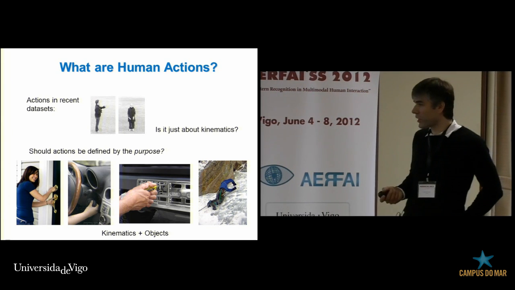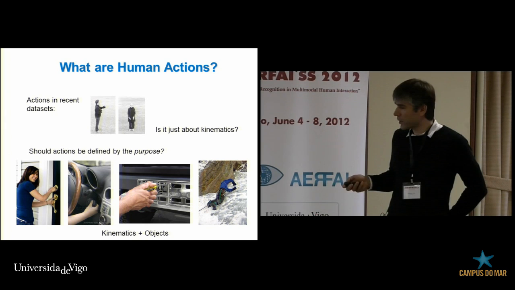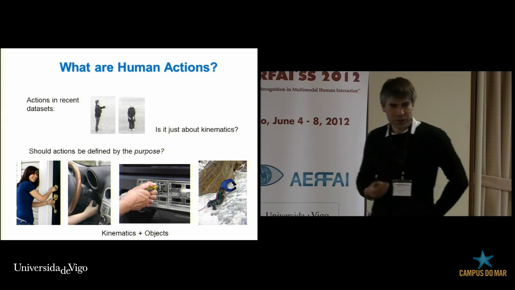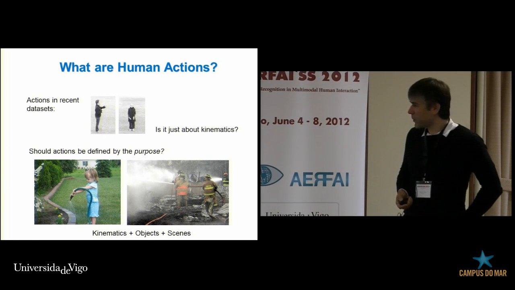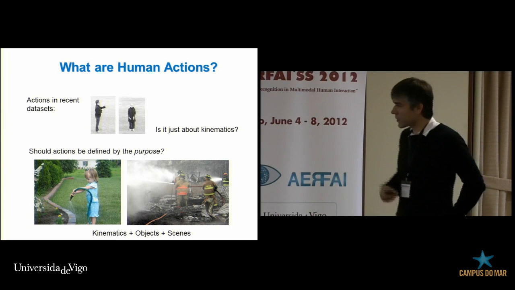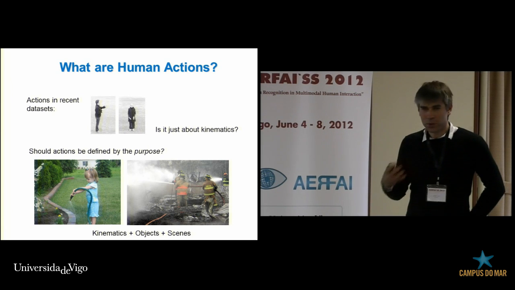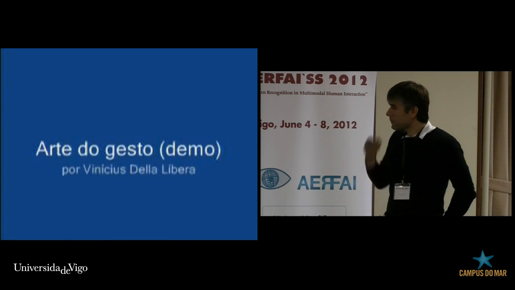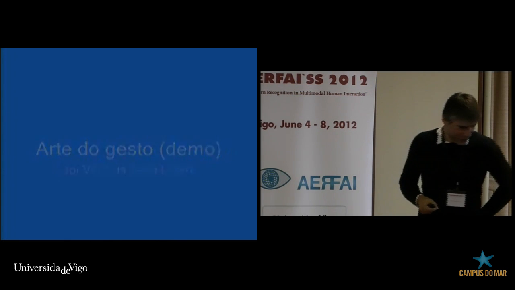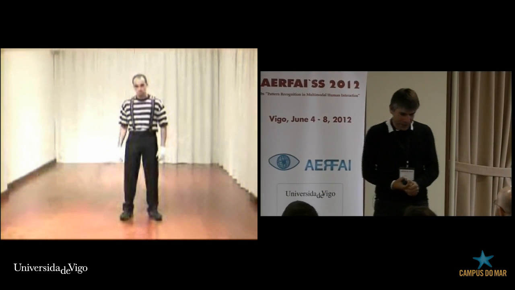What really is different for these actions is not just the kinematics of the hand, but the whole objects around it. So objects are important. And even if objects are the same, sometimes the whole scene is very different. These are just examples showing that it's important not just to look at people, but also at things around, in the whole scene.